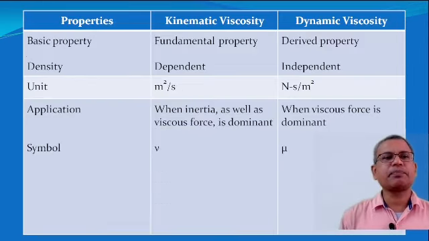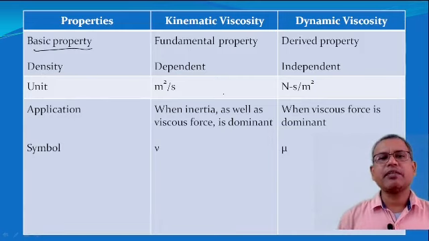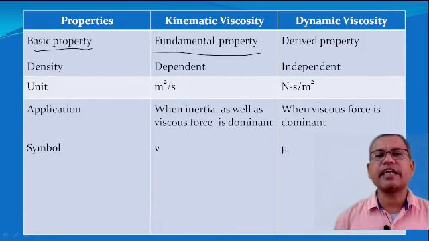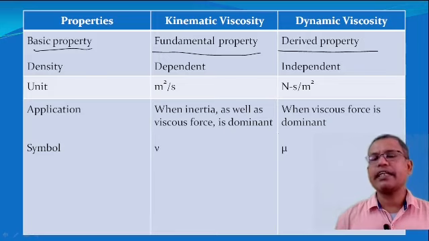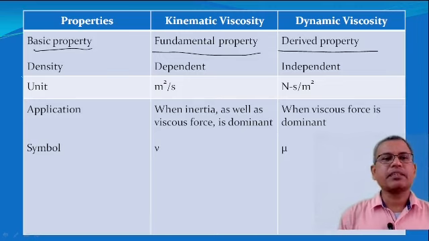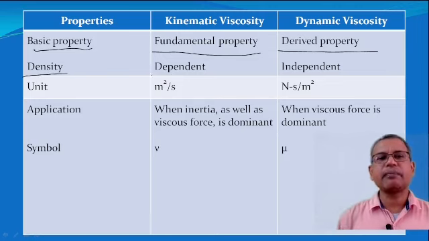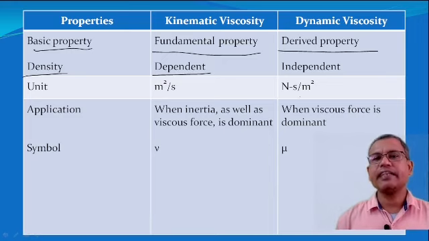Next, with respect to the basic property, kinematic viscosity is known as the most fundamental property, that is, it will not change with any physical effect. On the other hand, dynamic viscosity is a derived property. What is a derived property? Any property that is derived from some mathematical relation. With respect to the density, kinematic viscosity is dependent on the density. On the other hand, dynamic viscosity is independent of the density.